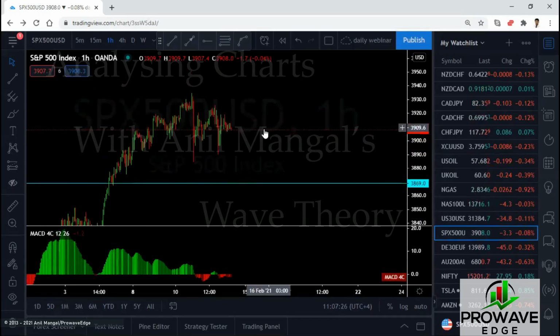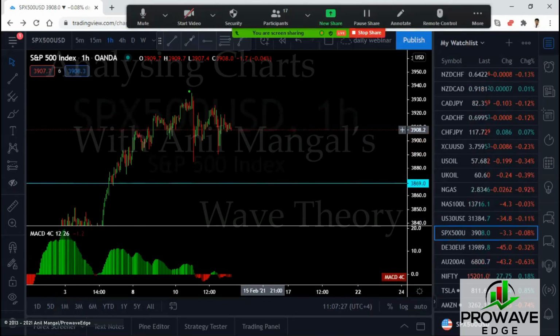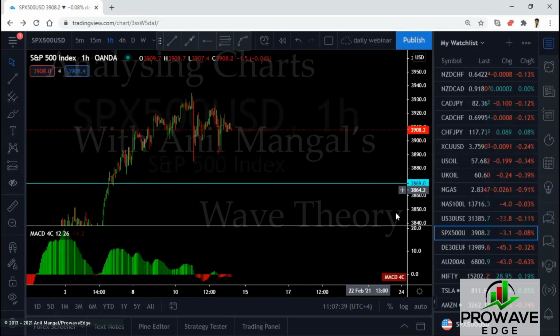Same here. You've got this. This one is a little different because we didn't break the low. So that is either a contracting flat or we're definitely going to make a much more complex pattern in here. I hate contracting flats. They become running flats.